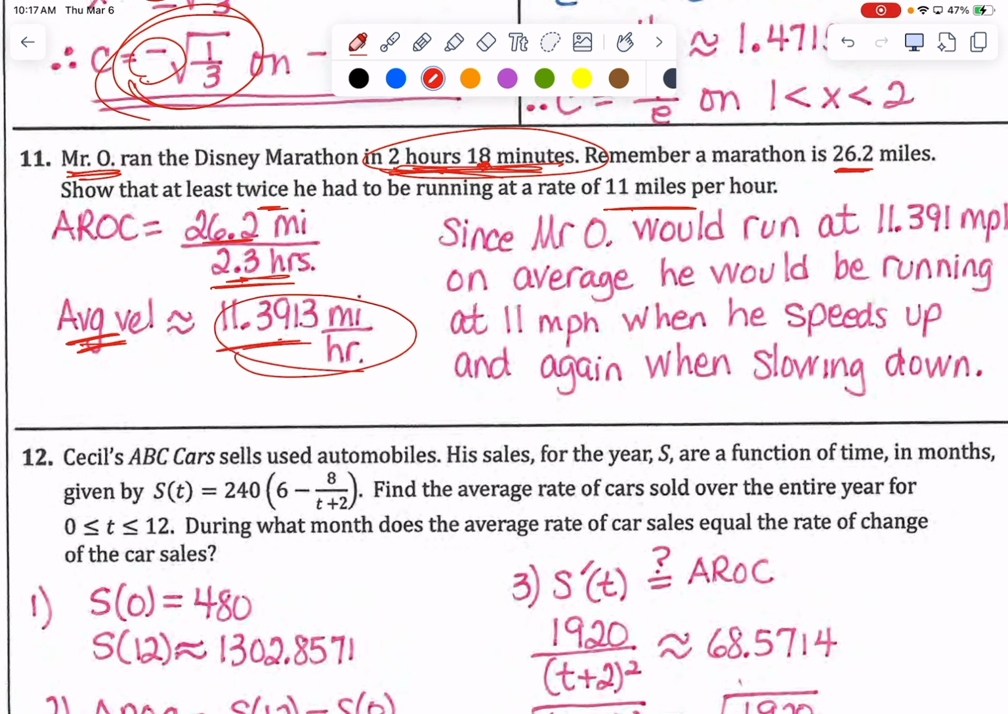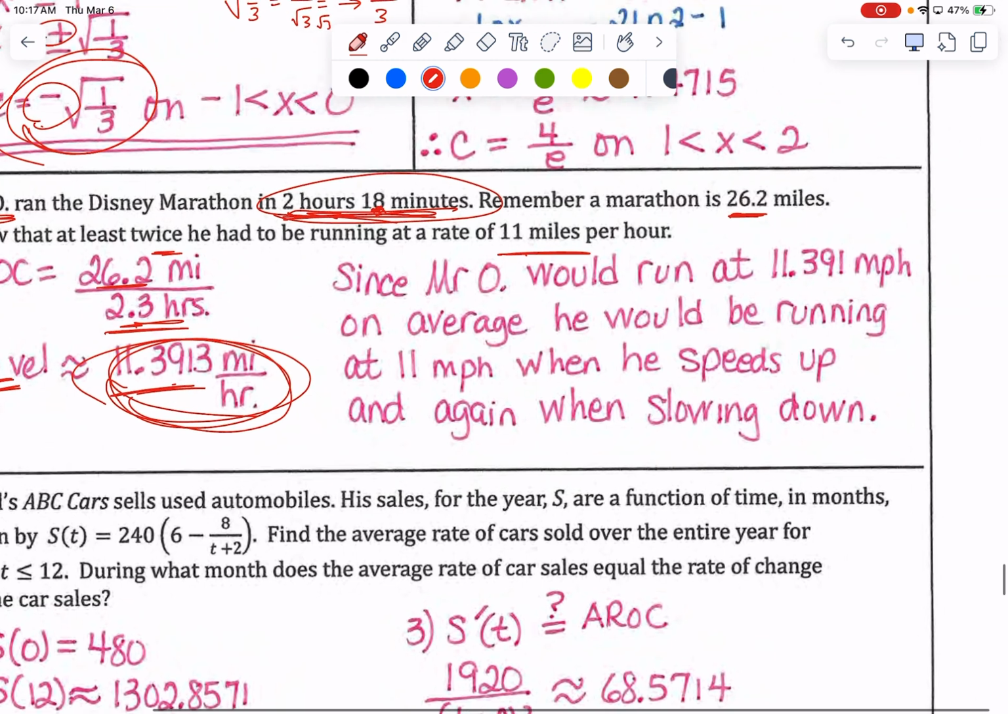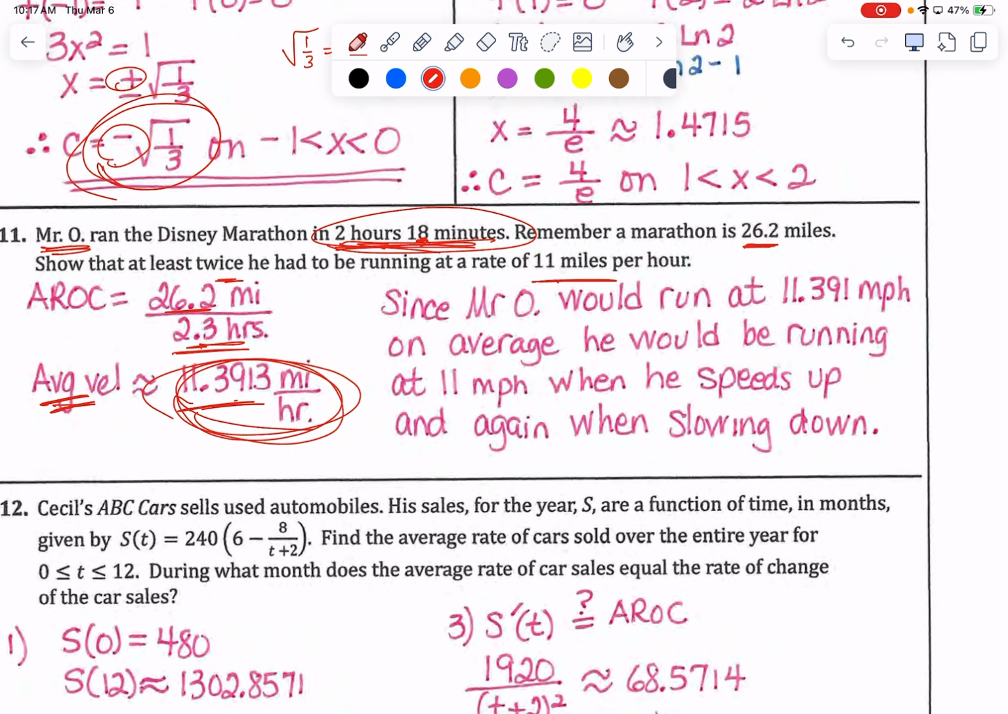So listen, if Mr. O had an AROC of that, and since he's running, we're assuming that this is a continuous function. Okay, he runs the race, he starts, he finishes, and that time is continuous. They don't allow him to stop his stopwatch. In a race, do they allow the time to stop? So we'd assume the time is what?